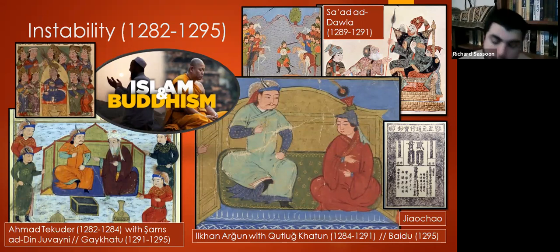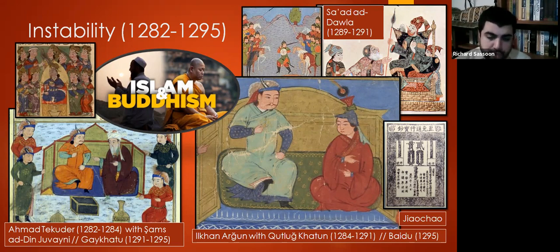Arghun was a Lamaist Buddhist, and he was primarily responsible for a new age of functional governance, but at the same time, he didn't have a strong control over the local population, which is why when he died in 1291, there was another period of instability, which led to the rise of Ğazan. You can see him on the left-hand side.